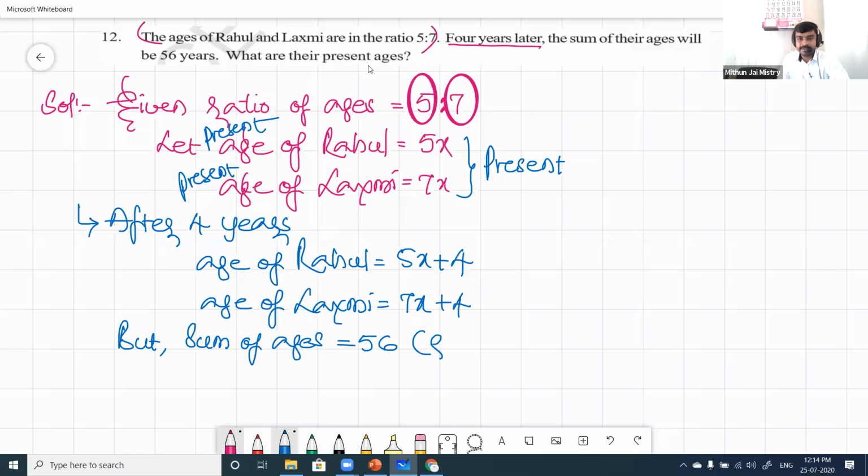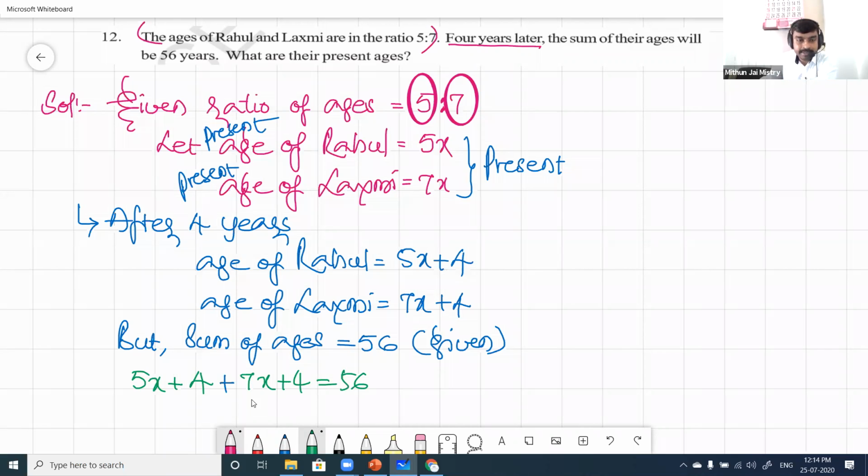Who said? It's given. So sum of ages means, what do you mean by sum? Addition. Whom should you add? You should add the age of Rahul, that is 5x plus 4, and you should add the age of Lakshmi also, that is 7x plus 4, is equal to 56. I hope you understood this, right? You understood this. Yeah, thank you.